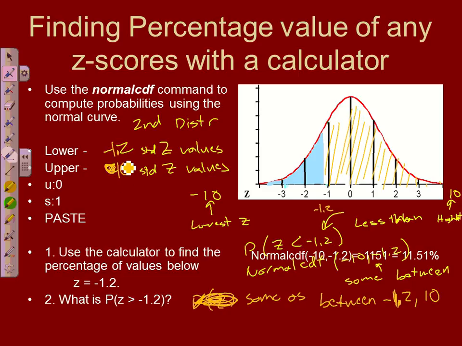So the lower is always your smaller value, and the upper is going to be the larger. So in the first case, it was negative 10 to negative 1.2. Second case will be negative 1.2 to 10. Okay? If you look at your two numbers, whichever one is the larger, more positive, will be upper. Whichever one is more negative will be the lower.